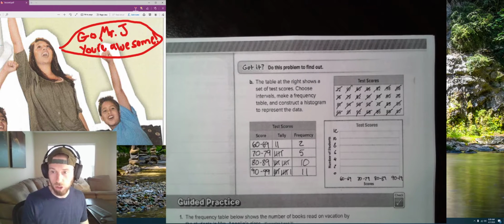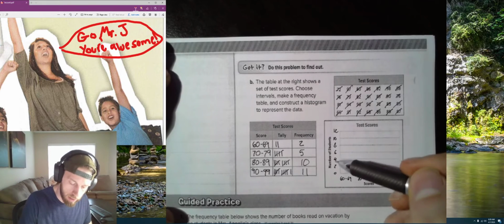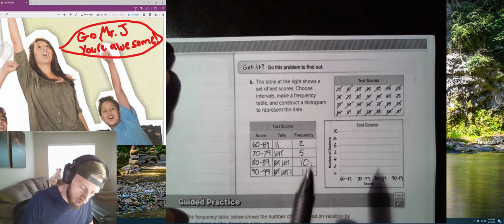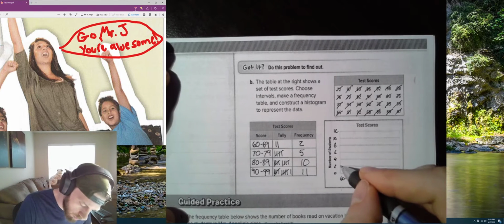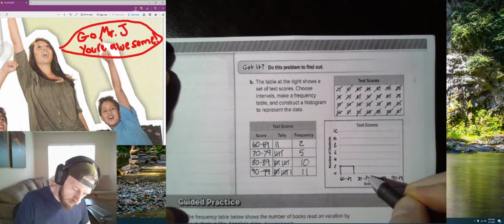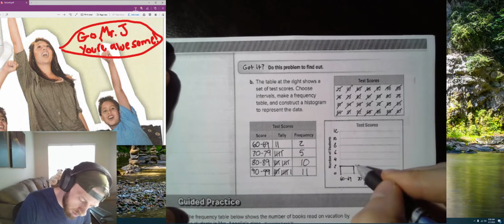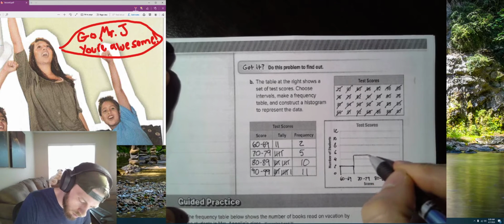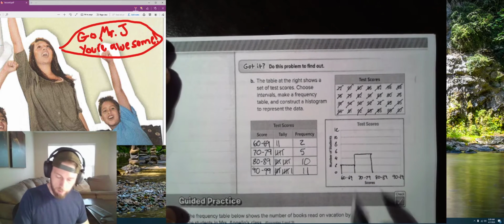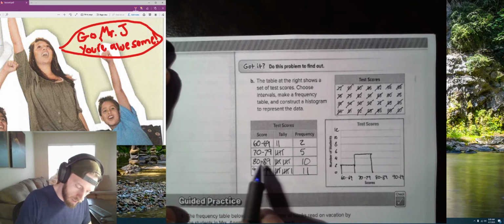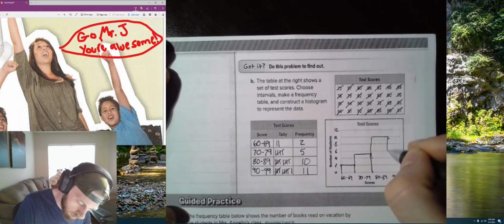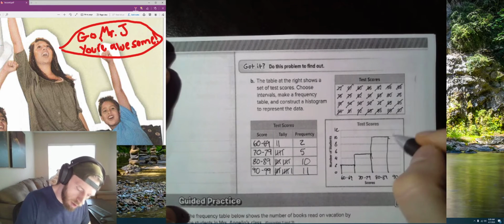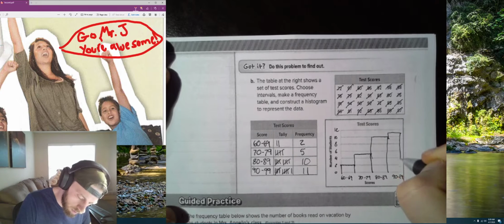And remember, they have to touch, and they have to go to their appropriate number of students. So here we go. 60 to 69, there's only 2 of them, so we're going to draw this bar right up to here. 70 to 79, there's 5, so that bar is going to go up to there, and again, they're touching. The next one, 80 to 89, there's 10 of them, so that bar is going to go up to here. And then the last one, there are 11, that bar is going to go up to 11, right there.